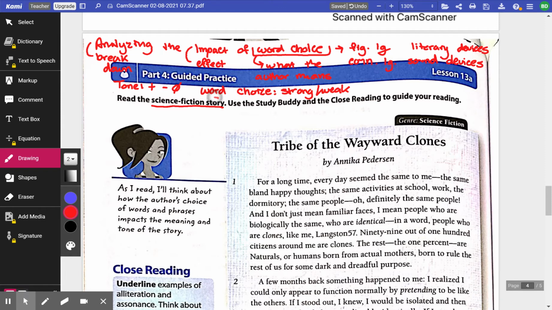We do know that this is a story. So, anything that's a story we know is fiction. So, story equals fiction because it's not real. So we're looking at a science fiction story, so something that's not real, and we're going to use the study buddy and the close reading to guide us as we read. So down below, it tells us the genre of this is science fiction.